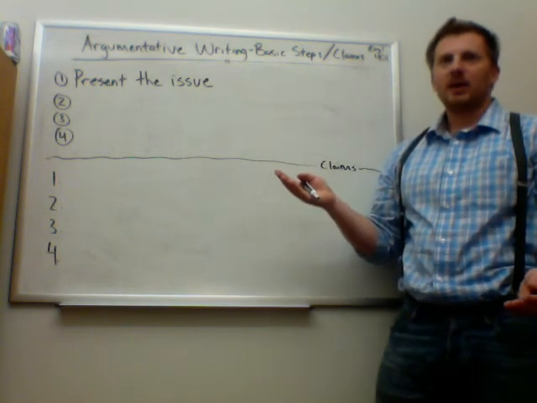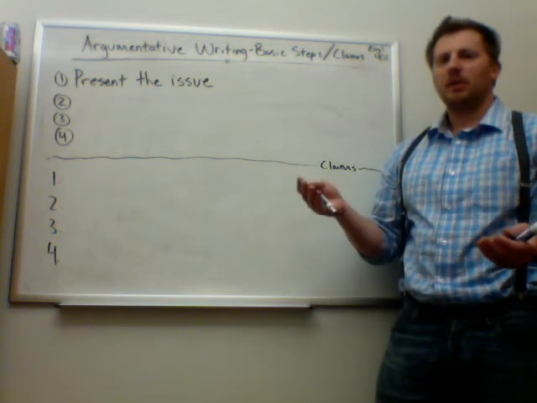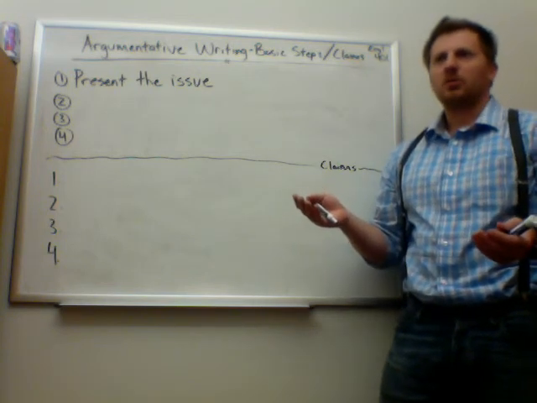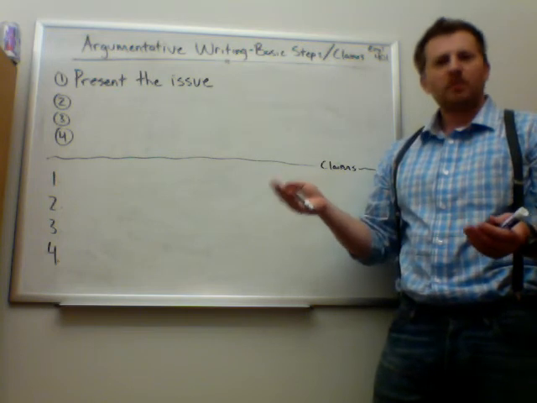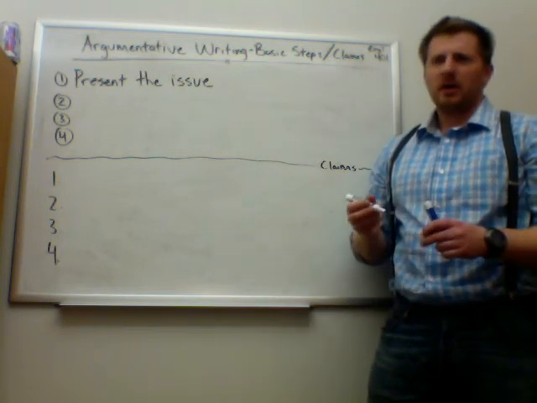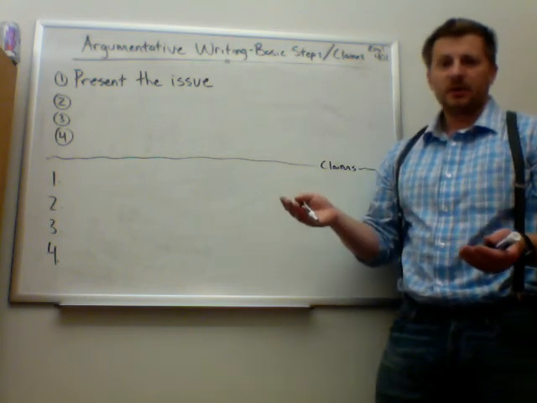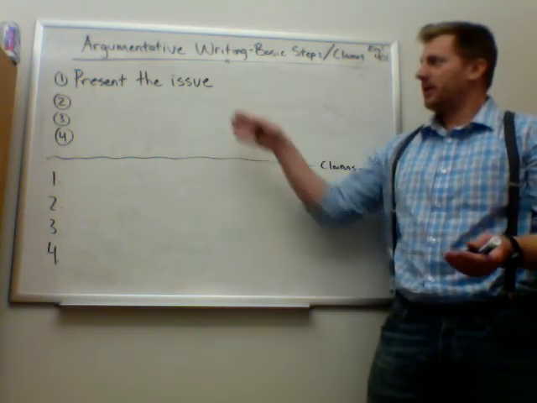If you're writing on something that has a lot of background, such as I saw somebody was thinking about writing about the death penalty, or someone else was thinking about writing about the income gap between men and women. And those issues have been around for a long time, you know, as much as 50 or 100 or even thousands of years in the case of the death penalty. So you need to present the whole issue.